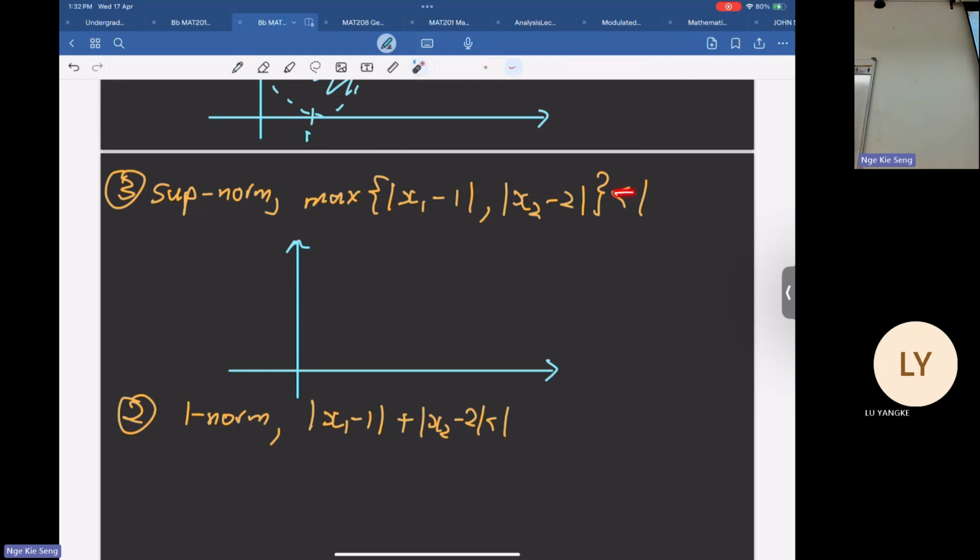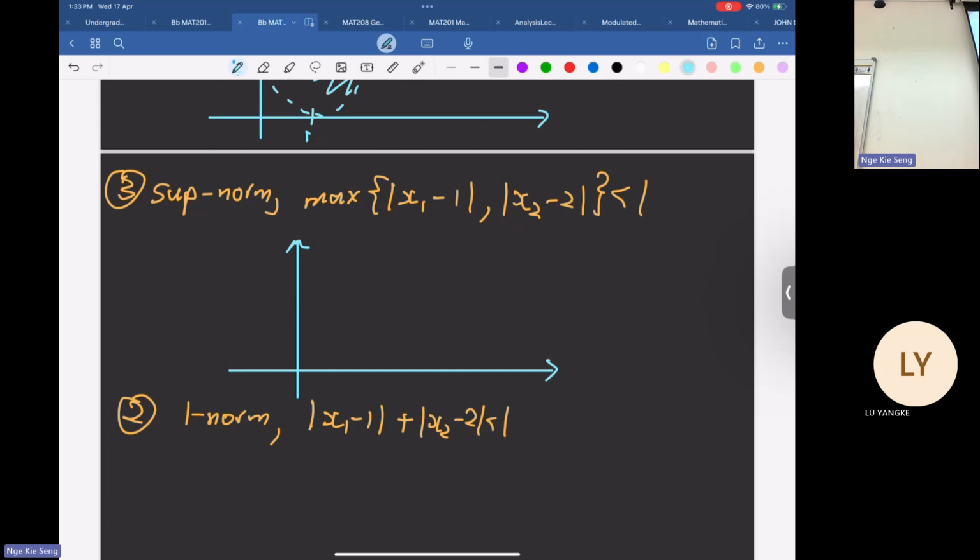Maybe you can see where the equality happens. Either one of them reaches 1 and the other doesn't reach 1. So let's say x1 minus 1 needs to reach 1. What happens? x1 could be 0 or 2. And how about x2? It could be 3 or 1. Okay, so let us plot this out.